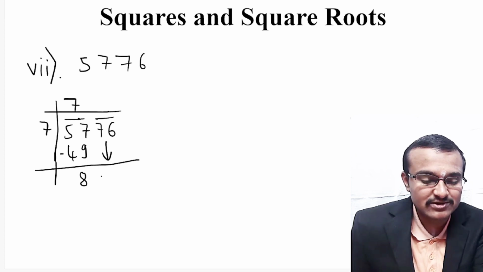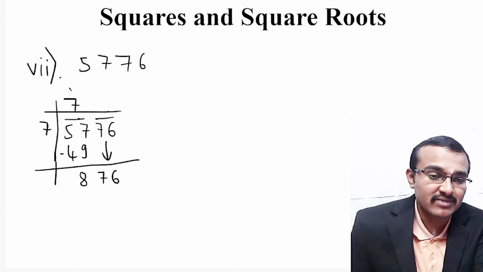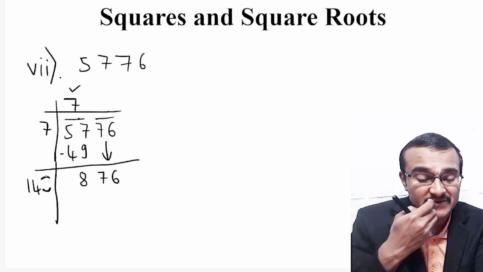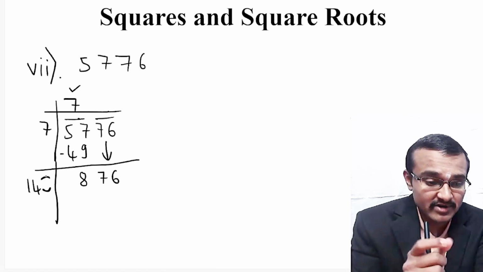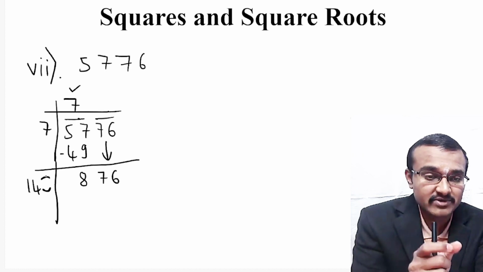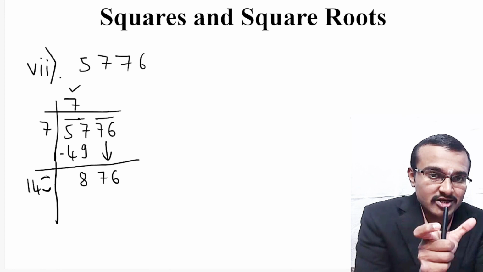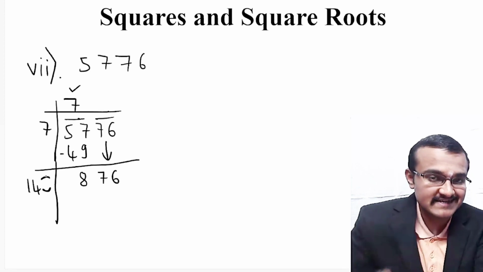So just take this second group down. It will be 876. Now you should multiply with 2. You should take the twice of 7 and put that number over here. What is 7 into 2? 7 into 2 is 14. And you should fill one place after the number which you have got after doubling the quotient. When you multiply that total number with the same number, you should get this 876.